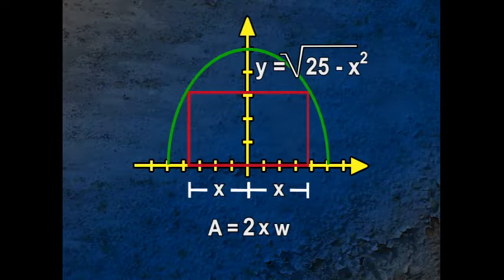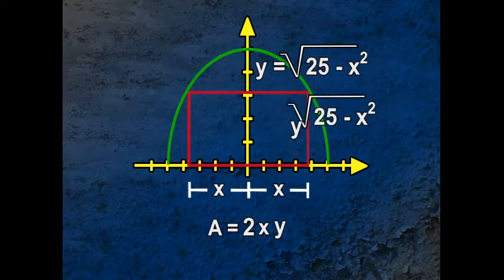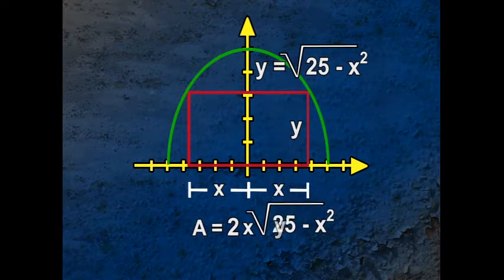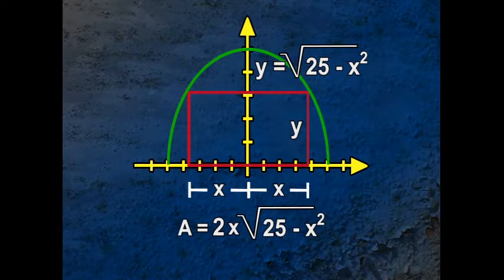The width of the rectangle is the distance from the x-axis to the semicircle. Well, that's simply the y, the vertical distance here, but we know y is the square root of 25 minus x squared. So here's our area in terms of x. And if we want to write this in function notation, we could write it as A of x like this. Now we're ready to determine the domain.